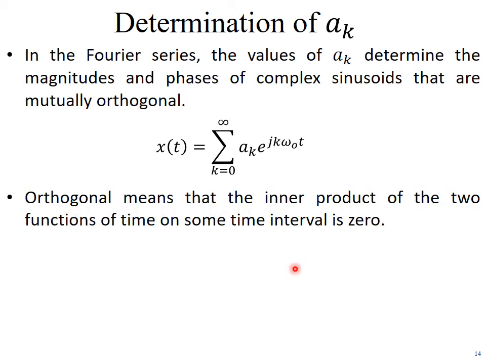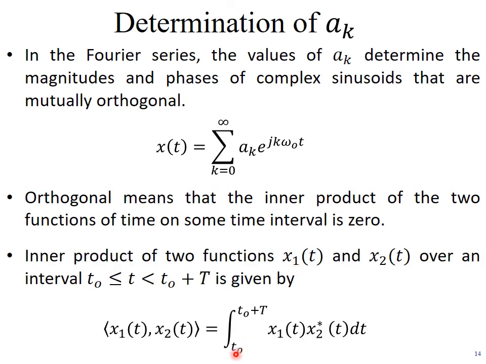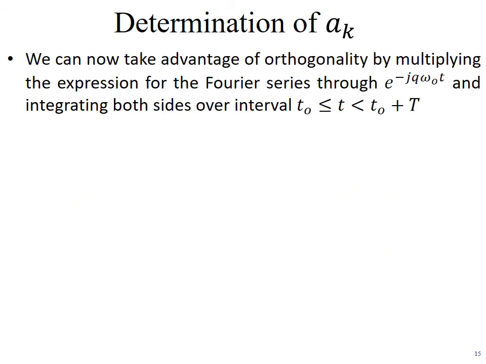So when two signals are orthogonal, it means their inner product would be 0, right? So the inner product is determined by taking the integral of x1 times the complex conjugate of the other signal, x2, over one period, right, from t0 to t0 plus T. This is called the inner product, and it should be 0 if the signals are mutually orthogonal. So we will use this property, the orthogonality property.